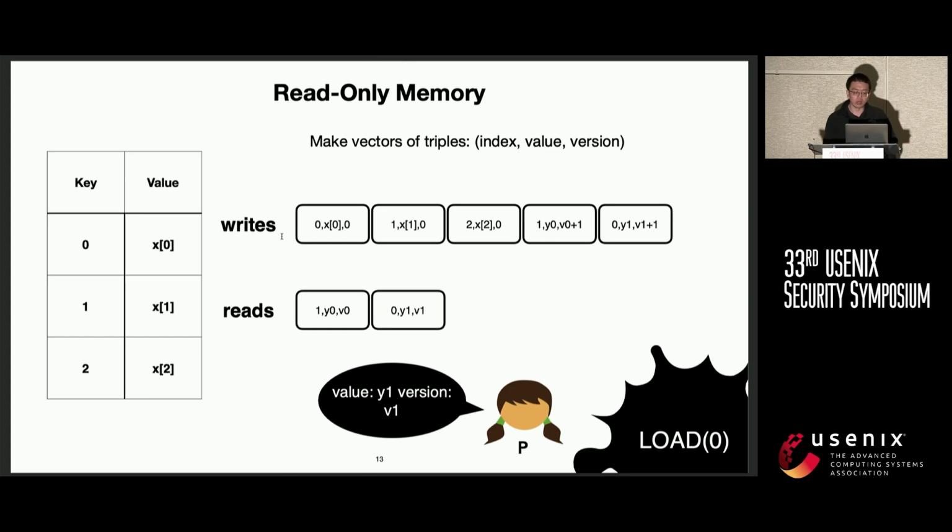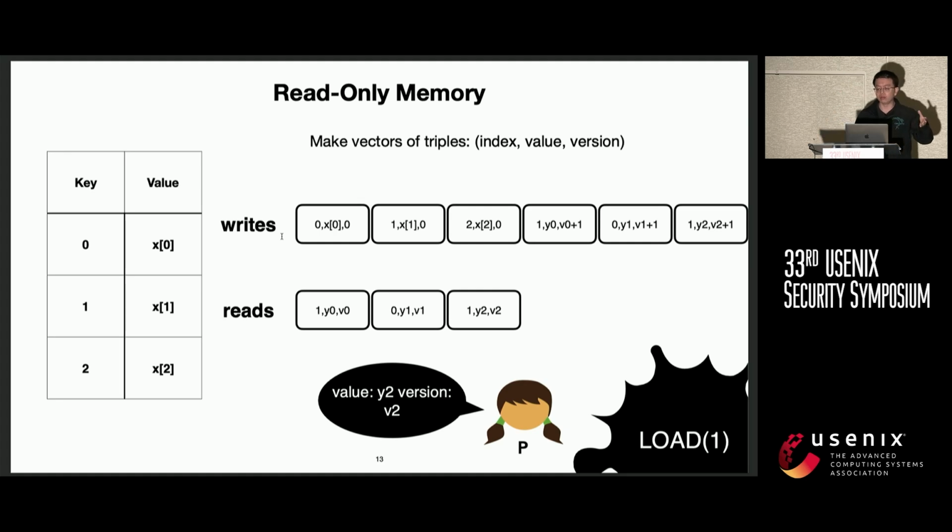Similarly, you can load index 0. The next time when you load the index 1, the prover again is going to provide some value and the latest version. Notice that now, because the index 1 has been touched before, the current version is 1, not 0 anymore. So you're going to write down 1, y2, v2, and you write back 1, y2, v2 plus 1 to the write array.